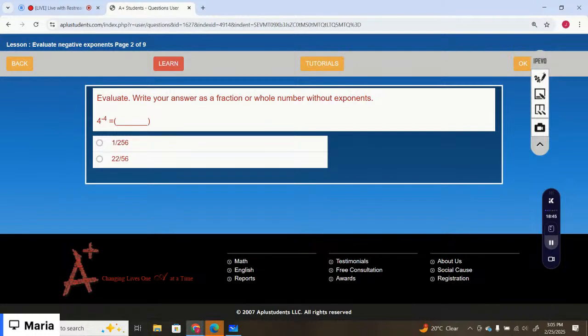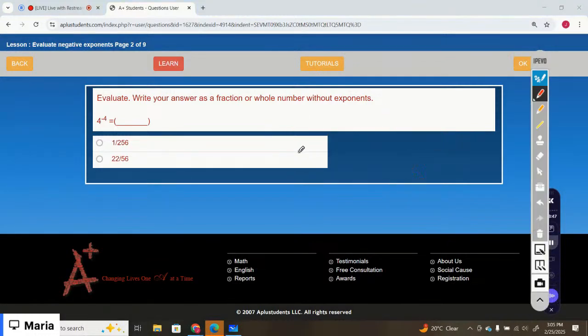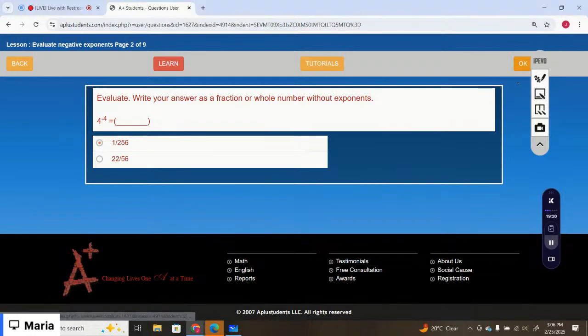4 exponent negative 4. You can write it as 1 divided by 4 exponent 4. The first thing is you have to make the exponent positive by writing it in the denominator, right? So 4 exponent 4 means you have to multiply 4 four times. That is 4 times 4 is 16, 4 times 4 is 16, 16 times 16 is 256. That is 1 over 256. Option number 1 is the correct option.